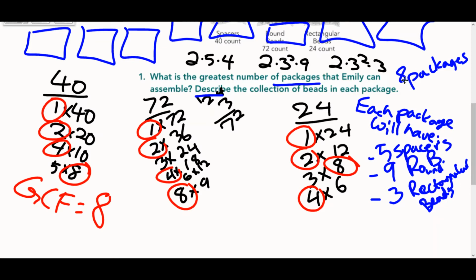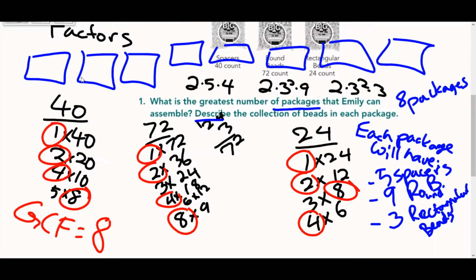And how did we get that? Well, we know that we're going to break all these pieces into 8 different packages. So in other words, if I divide 40 into 8 different packages, how much will be in each? So it's really basically 40 divided by 8, which would be 5. That's how I know it's 5 spacers. And then so on and so forth. 72 divided by 8 would be 9. 24 divided by 8 would be 3.